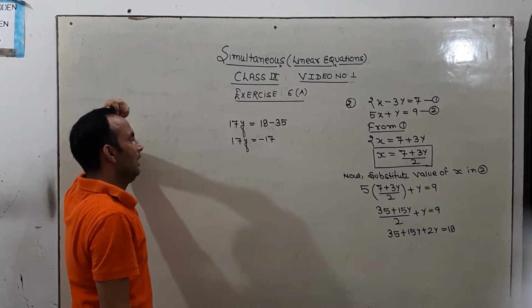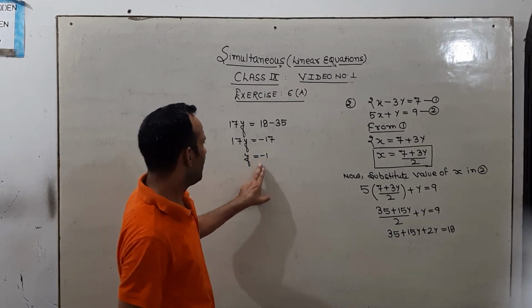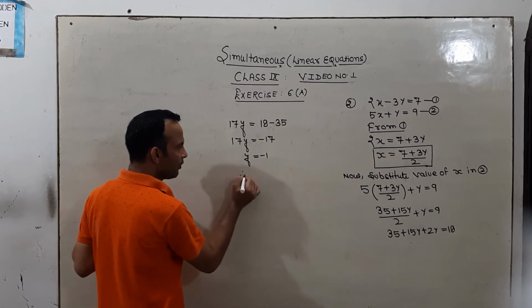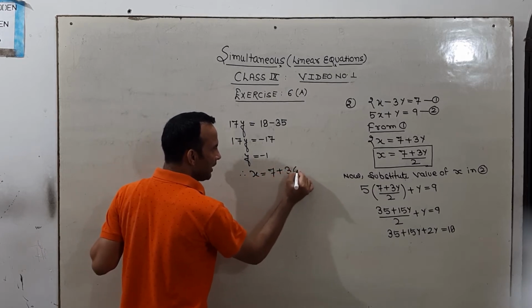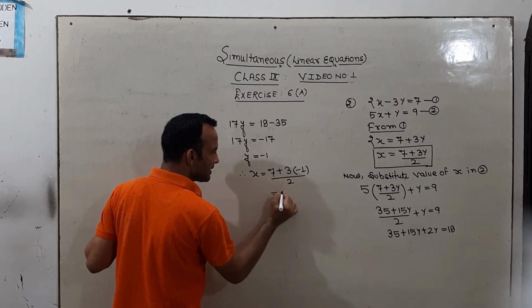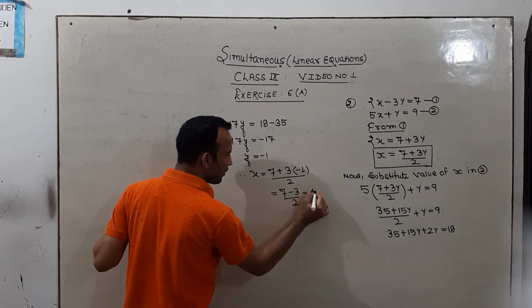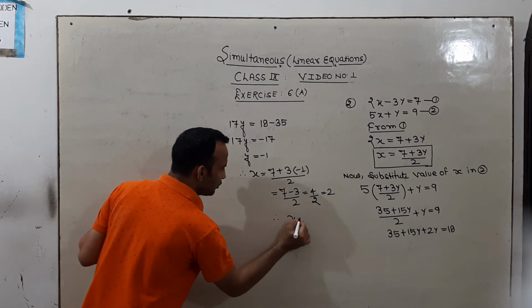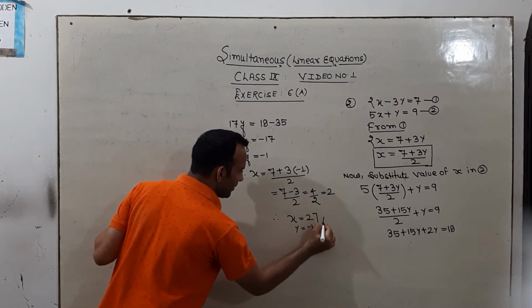Okay? Then y is equal to what? Negative 1. Now, what is x? Here you can see x is what? 7 plus 3y upon 2. Therefore, x is equal to 7 plus 3y. Y in place of y substitute negative 1 upon 2. This is what? 7 minus 3 upon 2. 7 minus 3 is 4. 4 upon 2 is what? 2 2s are 4. Therefore, x is equal to 2 and y is equal to negative 1 is the required answer of this problem.